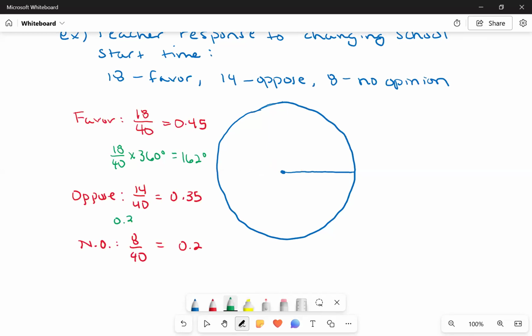I don't have as much space here, so I'll do 0.35 times 360 because I want you to know they're both the same. Times 360, 126 degrees. Since this is 360, a third of it is 120 degrees. So this is about a third, which makes sense, right? 35%, very close to 33%. And then down here, I'll go back to fraction, 8 over 40 times 360 degrees. That's going to be 72.